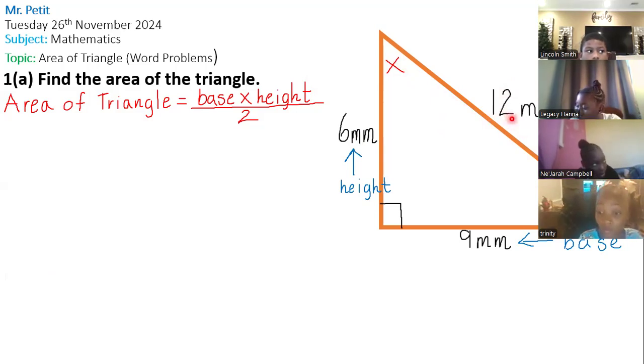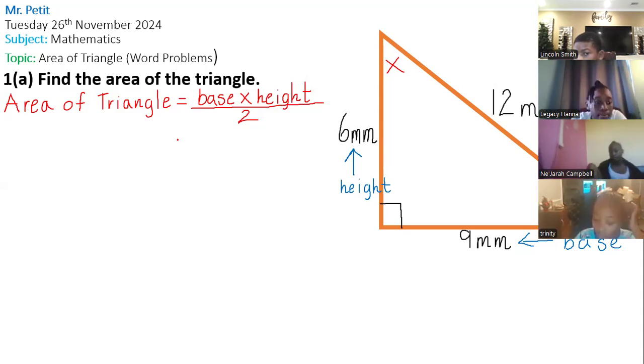We don't ever use the hypotenuse when we're using our formula for the area of a triangle. We only use the base and the height, all right? And so we have base, which is 9, and height, which is 6. So let's do that. The area of a triangle is going to be equal to, what is the base?